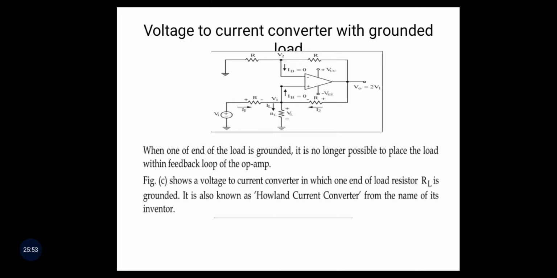Here the op amp doesn't take any current, so the current flowing into the op amp is 0. IB equal to 0. When one end of the load is grounded, it is no longer possible to place the load within the feedback loop of the op amp.